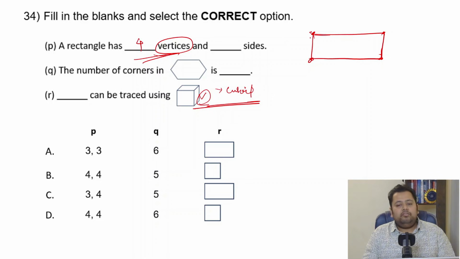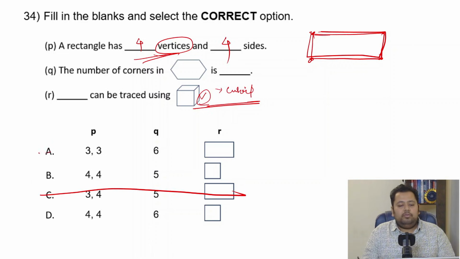How many sides are there? 1, 2, 3, 4. So there are 4 sides, correct? So this is 4 vertices, 4. So these two can be ruled out right now, correct? So it is 4 comma 4.